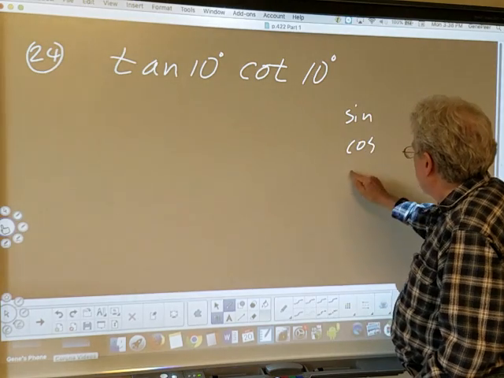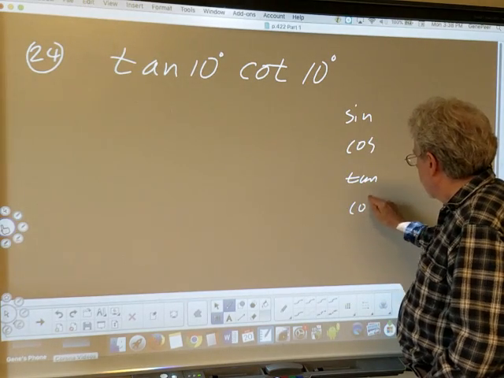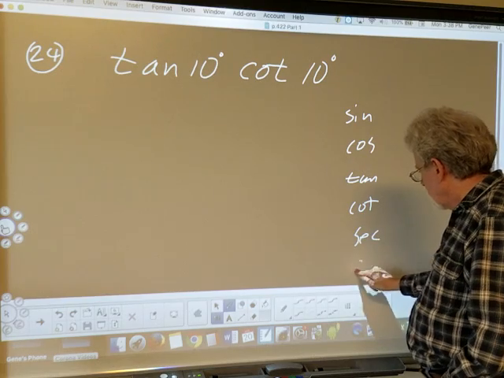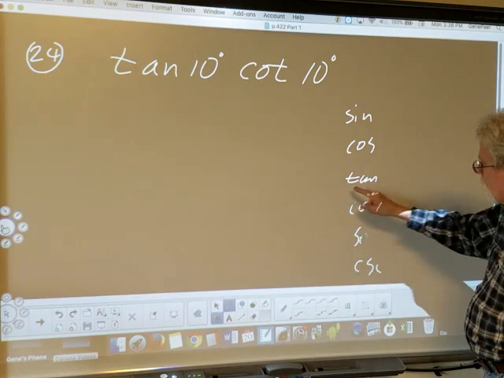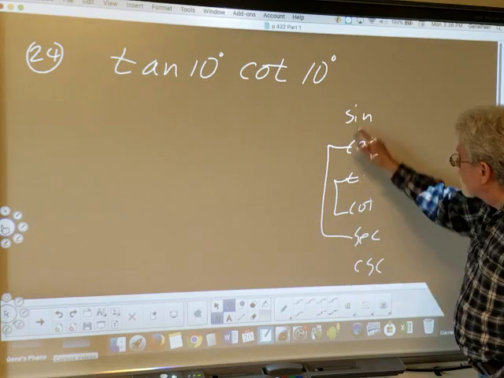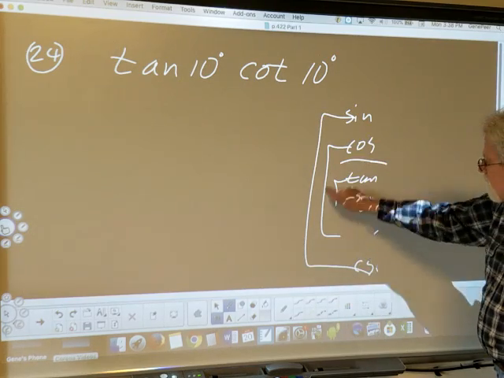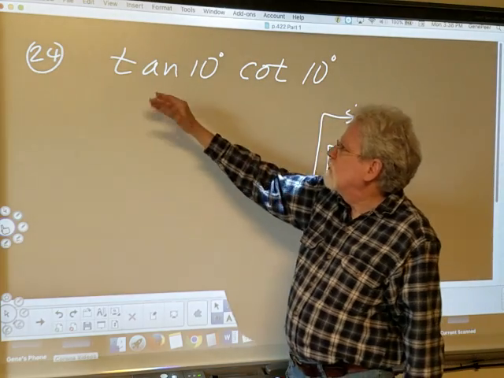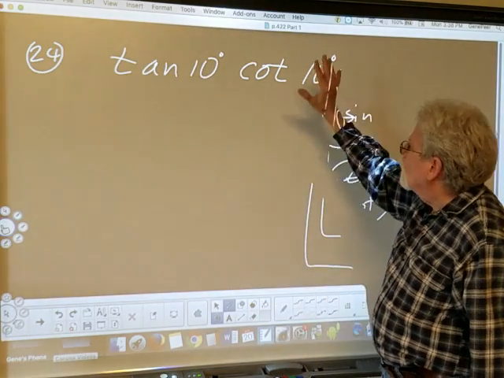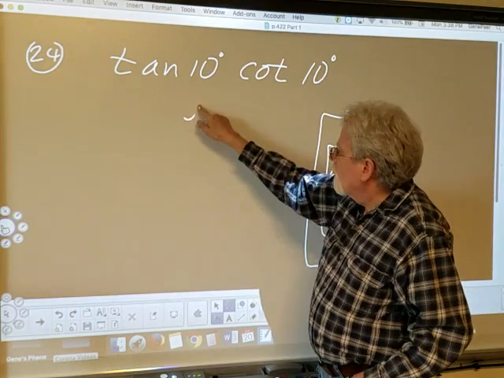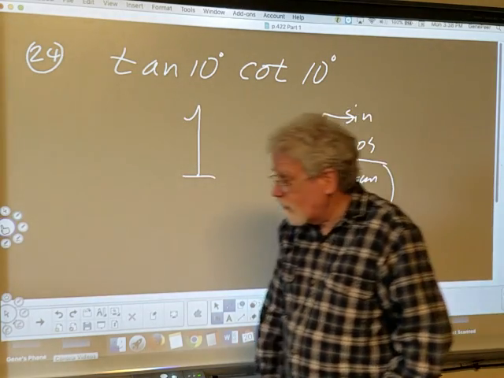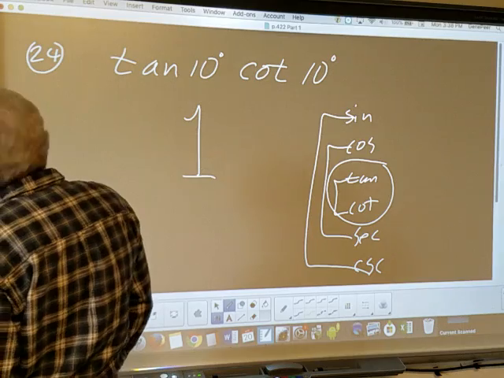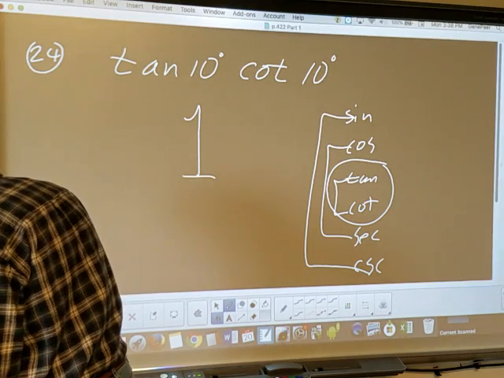Sine, cosine, tangent, cotangent, secant, cosecant, what I call the natural order, reciprocals, reciprocals, reciprocals. Yes, tangent and cotangent are reciprocals. What happens anytime you multiply a number by its reciprocal? You always get 1. Done. We move on. That one was too easy. We move on to 28.